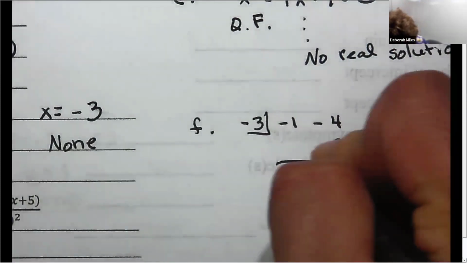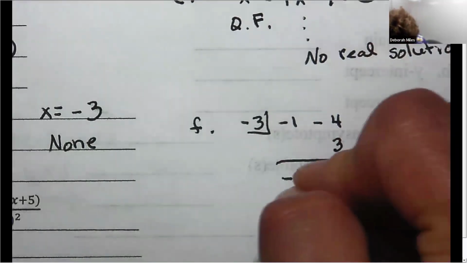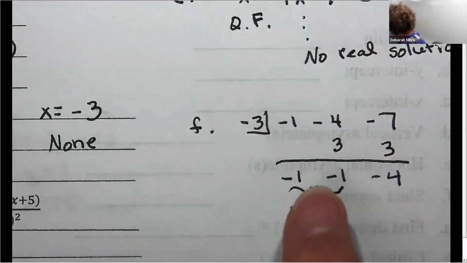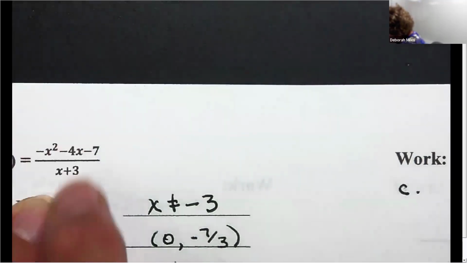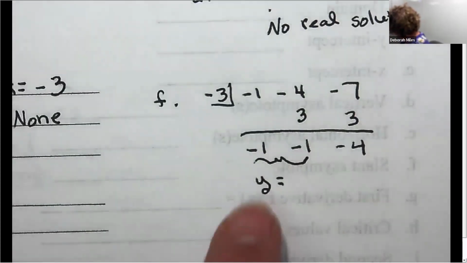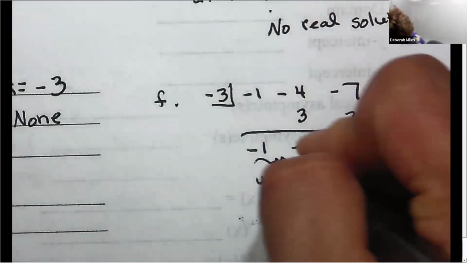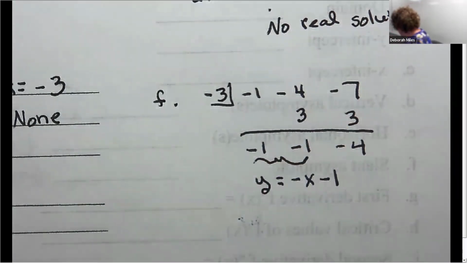And these first 2 numbers are the coefficients of my quotient. So my slant asymptote is y equals what? I'm dividing an x² by an x to the first. That -1 is the coefficient of x. So what's my slant asymptote? -x minus 1. It doesn't include your remainder, just that linear quotient, -x minus 1.